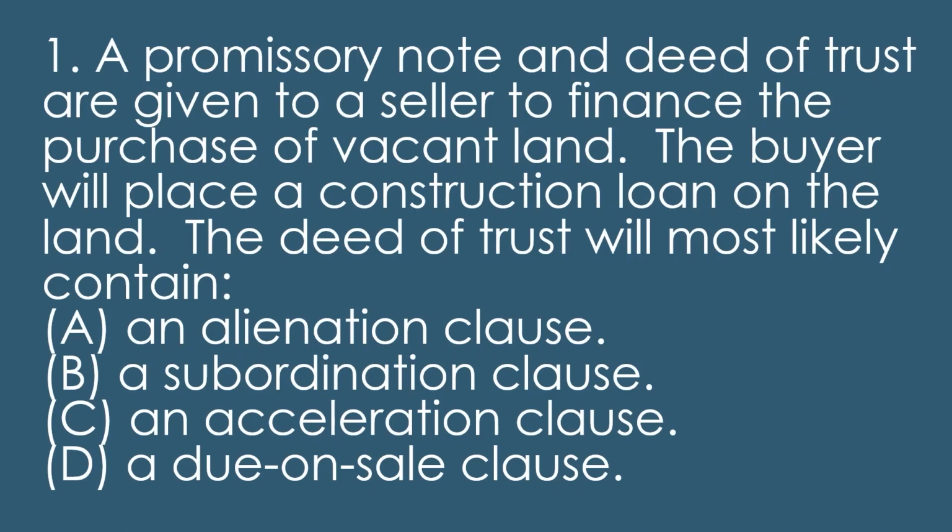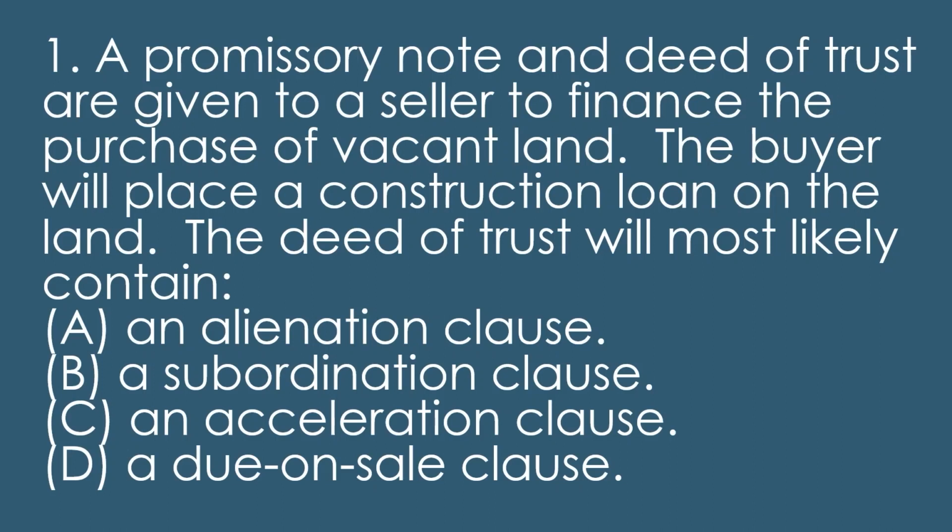A promissory note and deed of trust are given to a seller to finance the purchase of vacant land. Well, this is just a fancy way of saying it is a seller carry. So the seller is going to be the lender in this case. So a buyer is able to purchase vacant land. So there's going to be a promissory note and deed of trust. Remember, the promissory note is just the evidence of the debt. It's the IOU, whereas the deed of trust is the security. So it's the collateral. So the property will actually be the collateral for that loan. And the seller is being the lender.